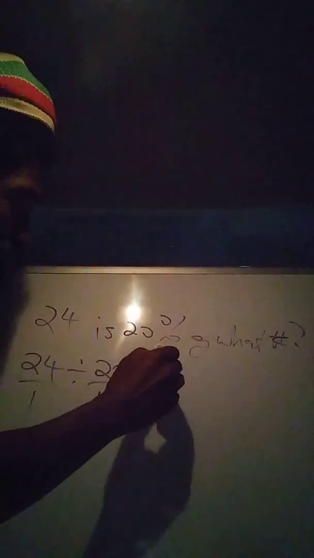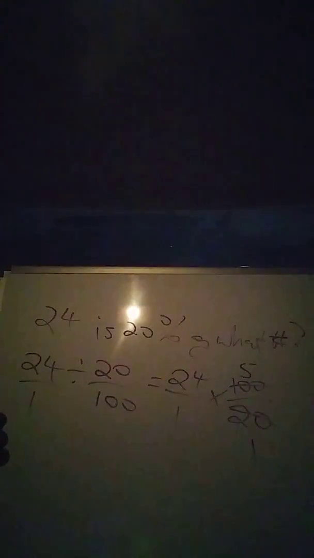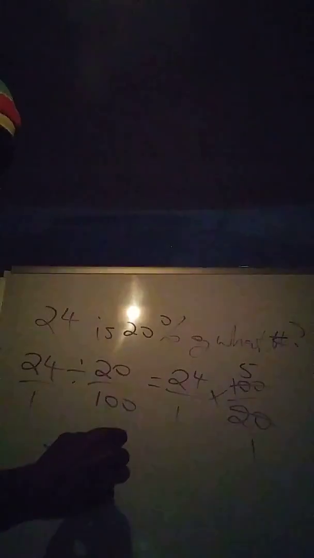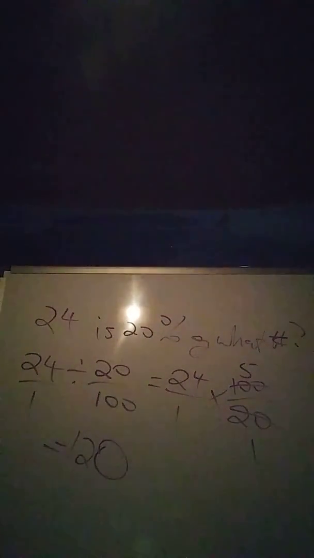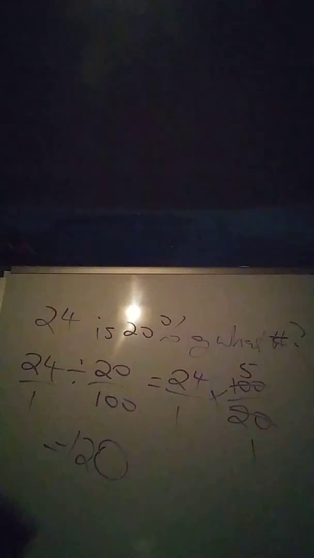Right? So this goes right back to fractions, right? And that's going to turn into 24 over 1 times 100 over 20, yeah? Okay? So let's break it down. Since we have this multiplication sign here, 20 into itself is 1, 20 into 100 is 5. So now we have 24 times 5, which is going to be what? 5 times 4 is 20, that's 0, carry 2, 5 times 2 is 10, plus 2 is 12, 120. So 24 is 20% of 120. Everybody see that, I hope? Okay, very good.